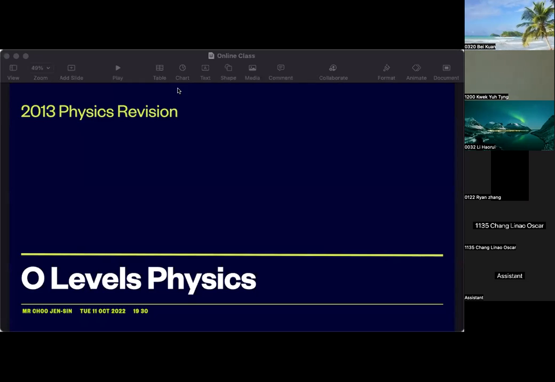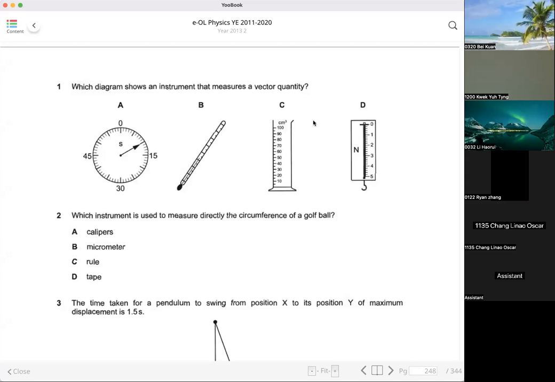Okay, let's start with question number 1. Which diagram shows an instrument that measures a vector quantity? I got the answer already. Where are all your answers? Question number 1. Begin.